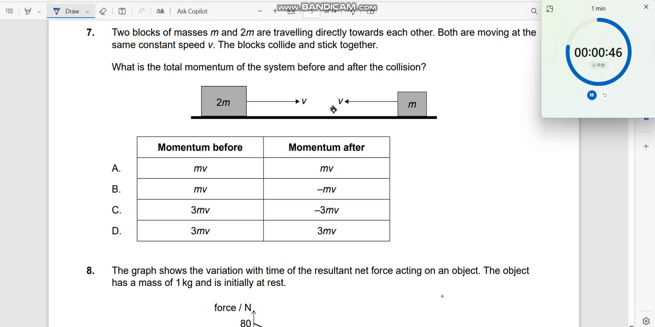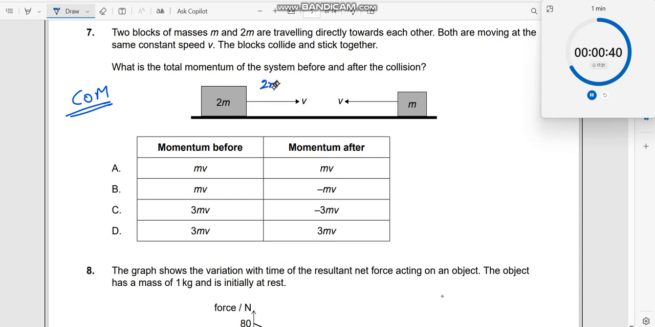Whenever there is a problem on collision, what should come to your mind? COM should come to your mind, conservation of momentum. What do we do? I first write down the momentum here, which is 2mv. Along this way, it is minus mv. And then I apply conservation of momentum.